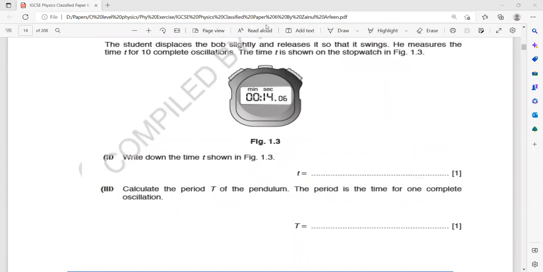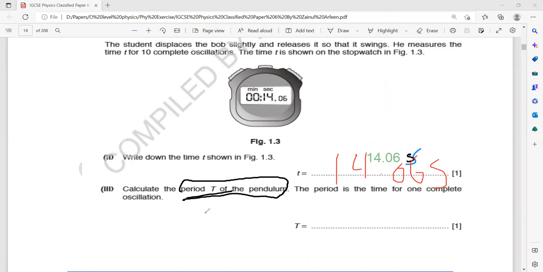Then what is the time for 10 oscillations? So this is 14.06. Don't forget to write the unit, second. Then the time period means the time for one complete oscillation. So what is the time period? It is the total time, 14.06, divided by the number of oscillations, here 10. So this will become 1.406 seconds.